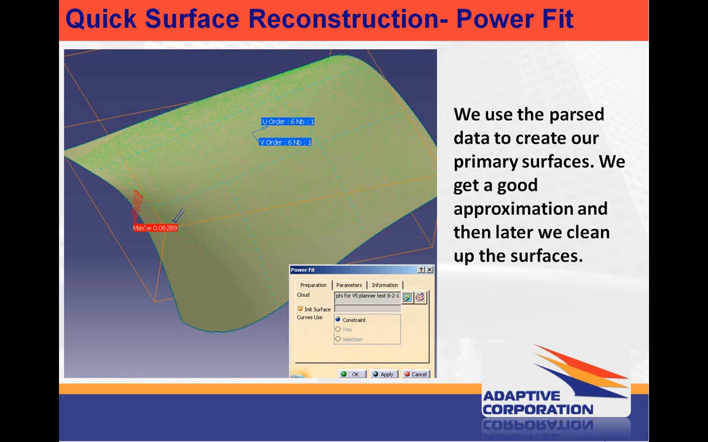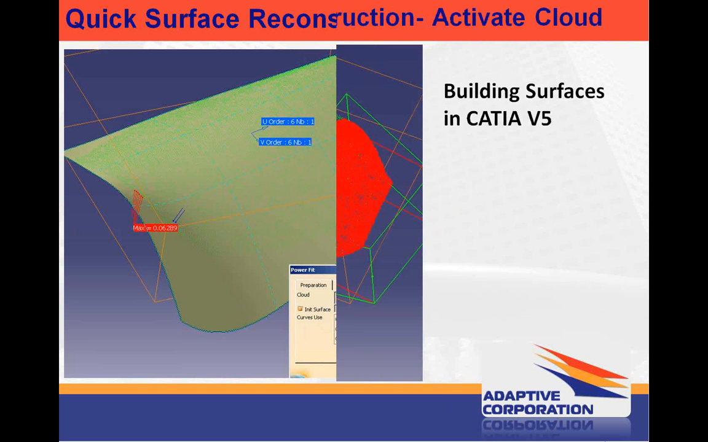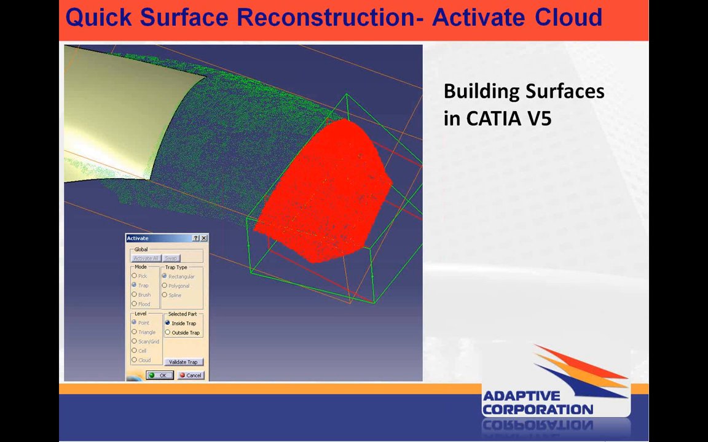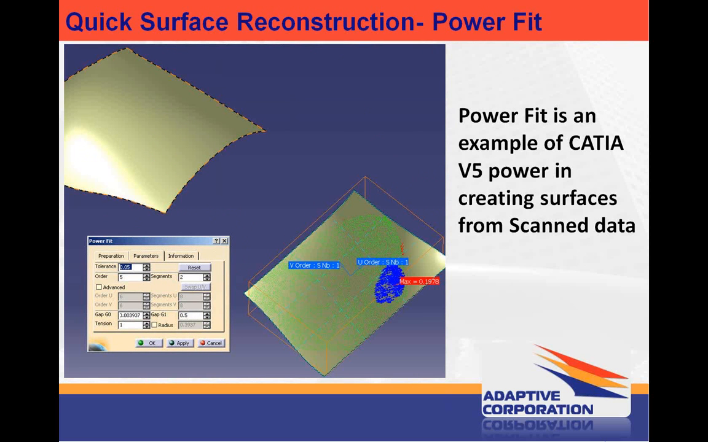We use the parsed data to create any primary surfaces. We get a good approximation, and then later we clean up the surfaces. So we're at another workbench. We work our way around the cloud and create local patches that encompass and represent the point cloud best. Again, creating best fit surfaces that we'll clean up later.